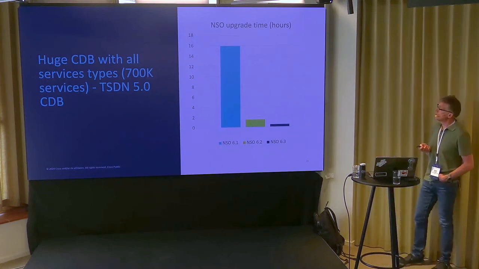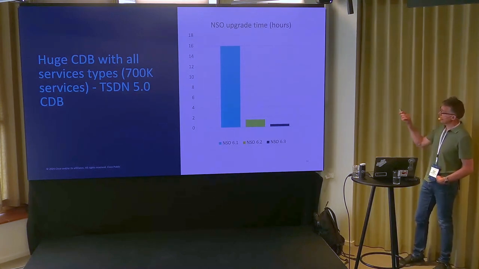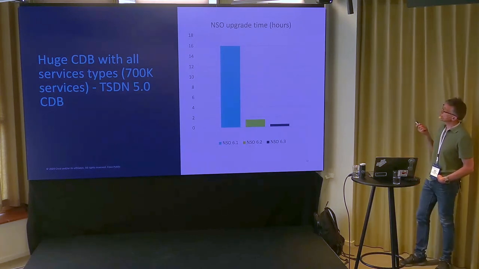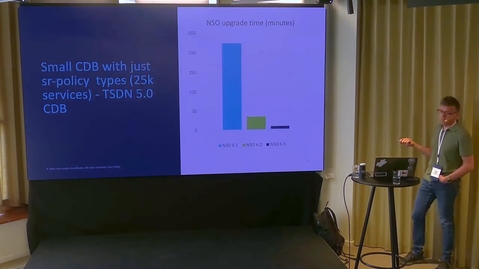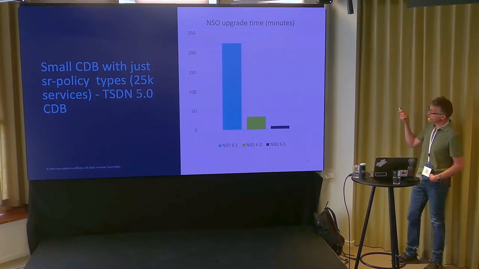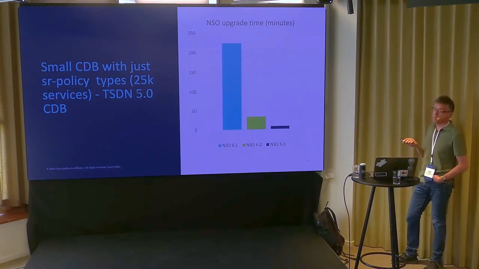And you can see a dramatic, I would say, reduction in time from 16 hours to 1.5 hours for 6.2 and half an hour for 6.3. We have a smaller one. It's about 4 or 5 gigabytes and a similar reduction.